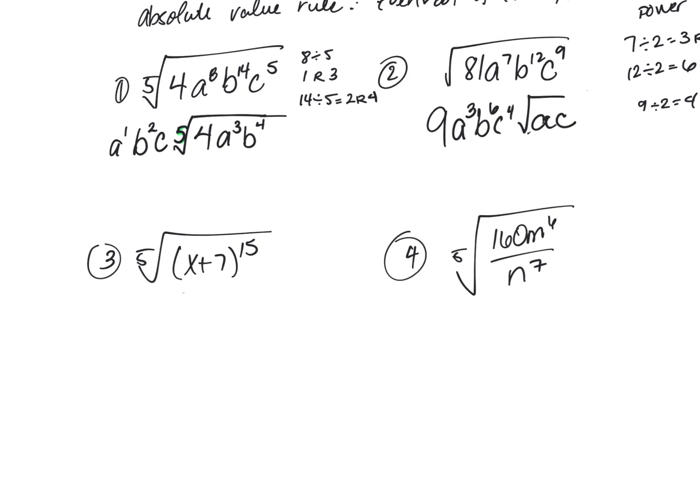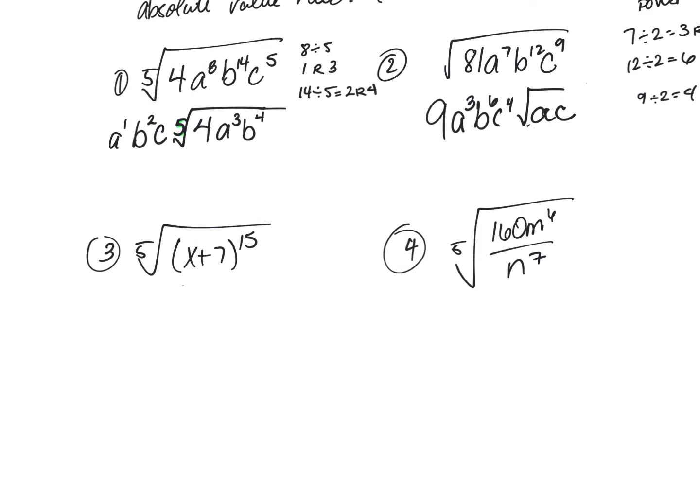Okay. Now, let's look at number 3. Good news is I do not want you to even attempt multiplying x plus 7 to the 15th power. Okay? We're not doing that. If I can divide my exponents, this whole thing is in parentheses, right? So I can do 15 divided by 5, which is 3. So that's x plus 7 to the 3rd power. And that's it. You don't have to multiply that out either. Please don't multiply that out.